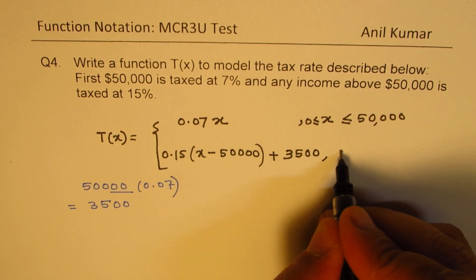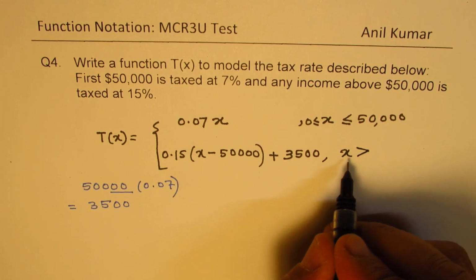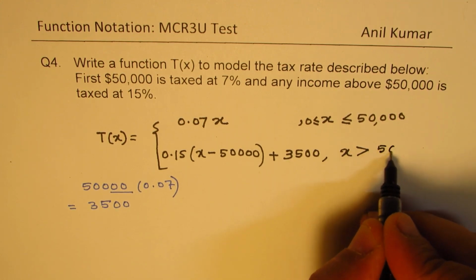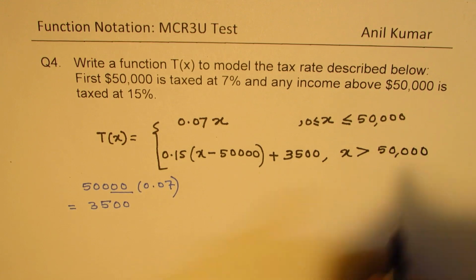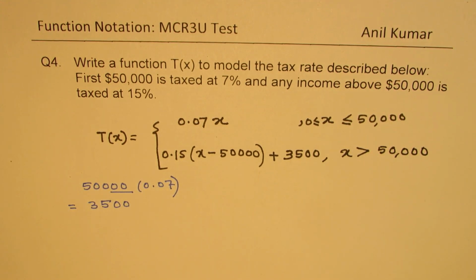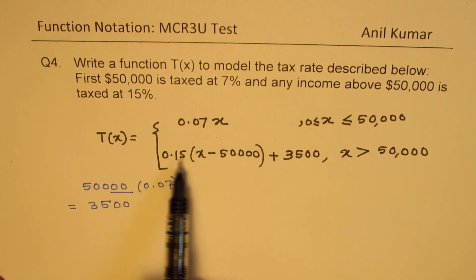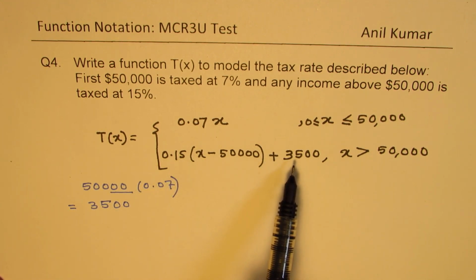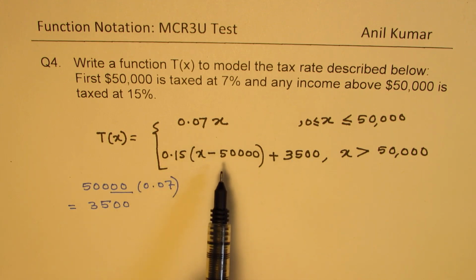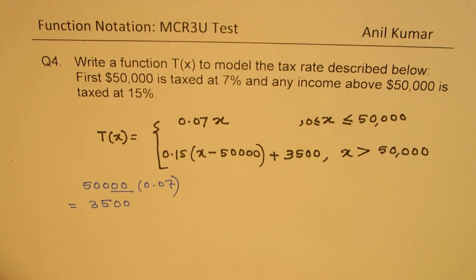So I hope that is absolutely clear, right? So x greater than 50,000. Is that clear to you? So that is how you are going to write down your expression. Well, some of you can always expand this and simplify it further. However, it is good enough, right? So I hope with this you understand how to use function notation to write functions for the given situations.